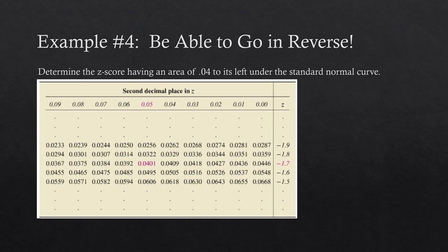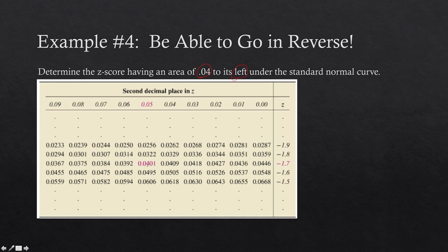go in reverse. So for instance, if I give you the area, I want you to find the z-score. So for instance, if you look at this particular problem, I want you to determine the z-score that has an area of 0.04 to its left. Now, that's important. That means we can read it straight from the table. If it was to the right, we would have to subtract it from 1 to read it straight from the table. Okay? So keep that in mind.